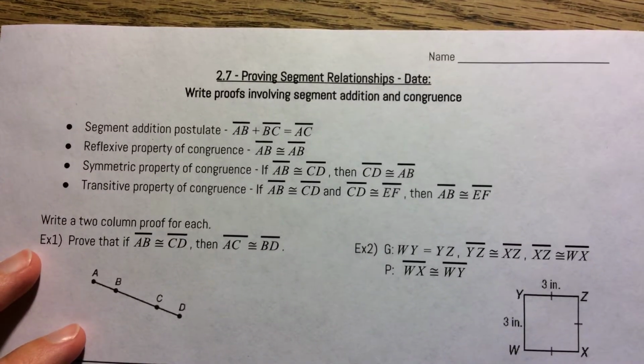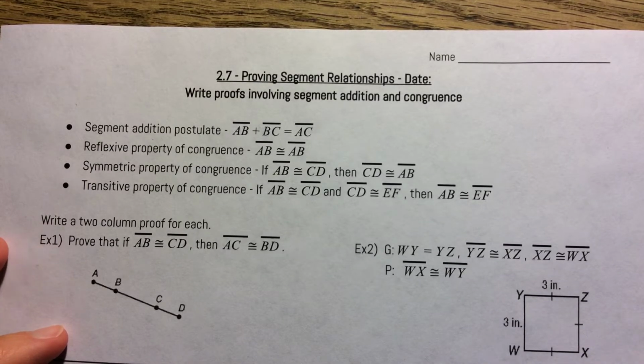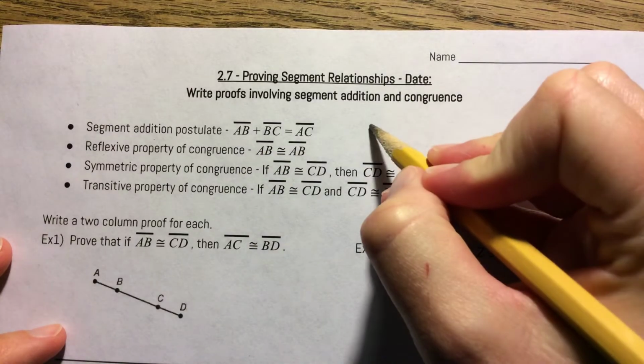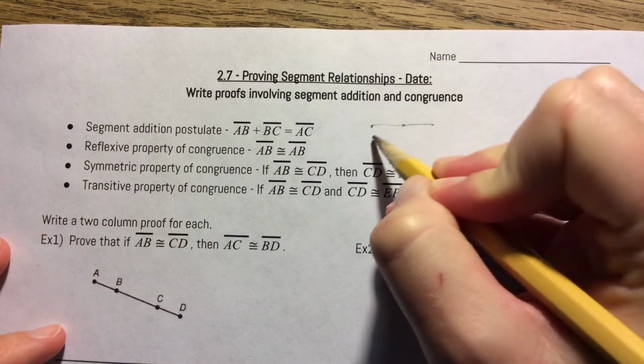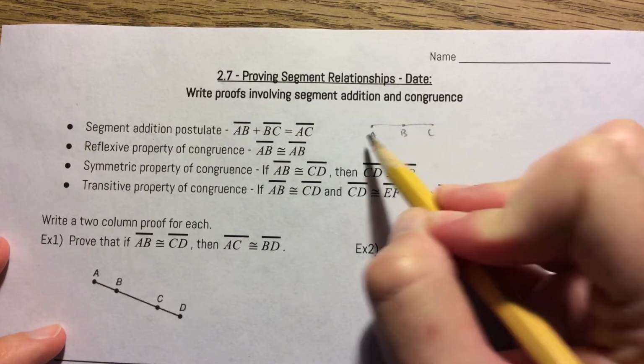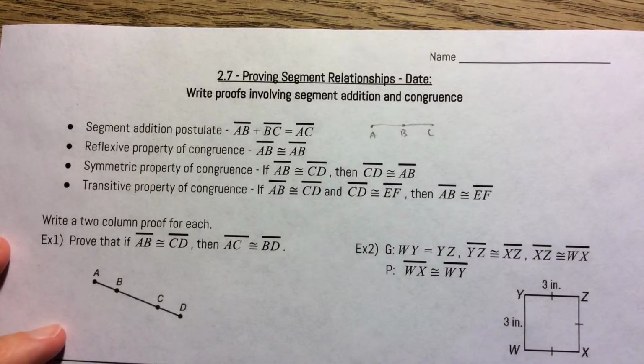Alright, we are looking at 2.7, which is proving segment relationships. So we're going to write proofs involving segment addition and congruence here. So we have a few postulates to begin with. Here we have the segment addition postulate, which is saying if I have A, B, and C, that AB plus BC equals the whole thing. So piece plus piece equals the whole segment.